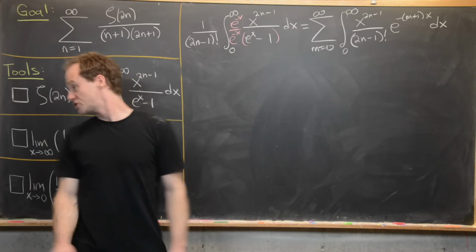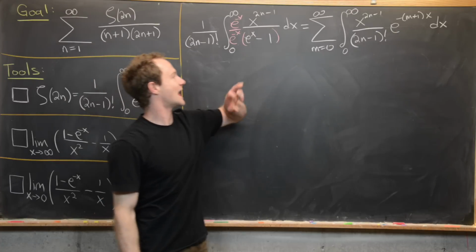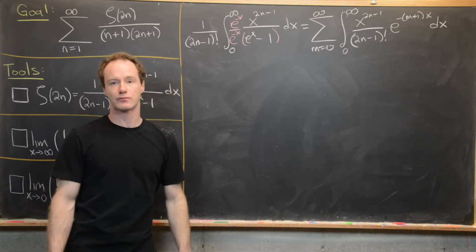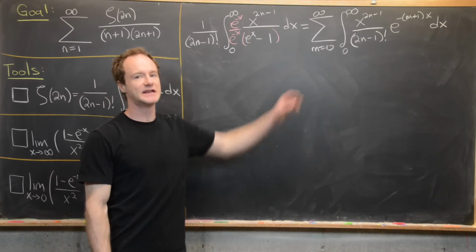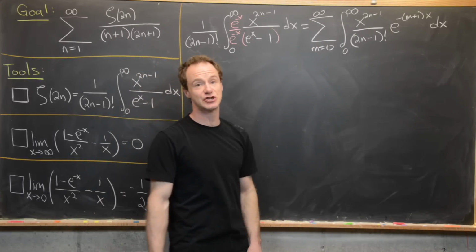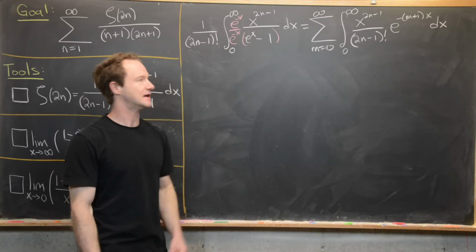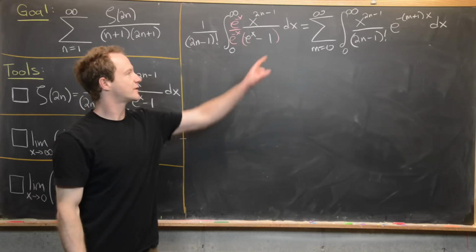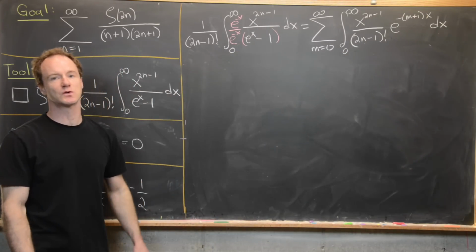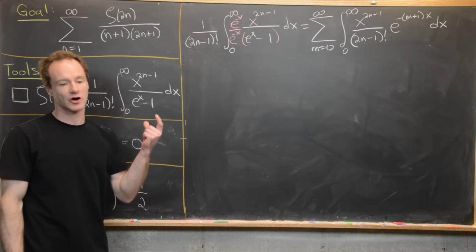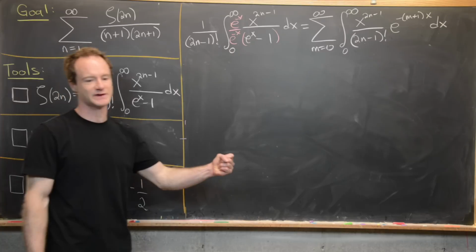So let's see where we are. We took the right-hand side of this identity, which we're trying to prove, and we rewrote it as this infinite sum of an improper integral. So we have the sum as m goes from 0 to infinity of the integral from 0 to infinity of x to the 2n minus 1 over 2n minus 1 factorial times e to the minus quantity m plus 1 x dx. So here we have a polynomial function times an exponential function. That points towards using integration by parts. Our u part of our integration by parts will be the polynomial because it becomes simpler when we take the derivative.